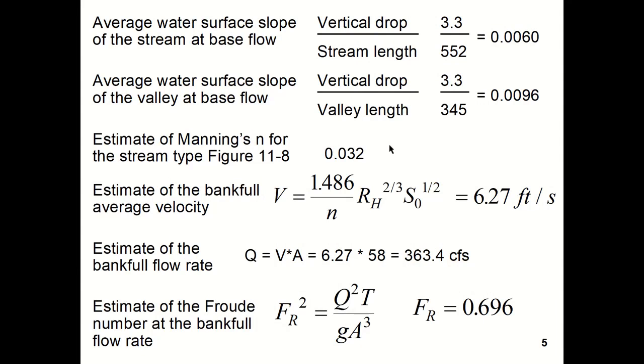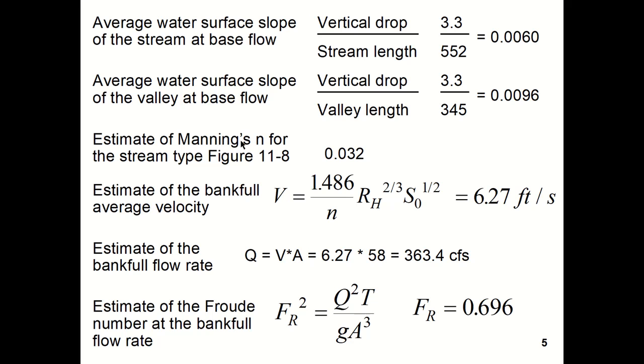We can then compute the average water surface slope of the stream as the vertical drop divided by the stream length. So 3.3 feet, which have been surveyed, over the 552 feet which have been surveyed, gives us an average water surface slope at base flow conditions of 0.006. The average water surface slope of the valley at base flow would be the vertical drop over the valley length, which would be 3.3 divided by 345, or 0.0096.